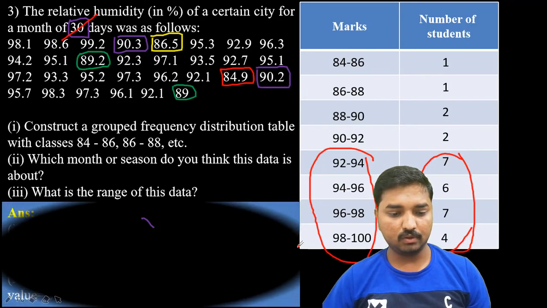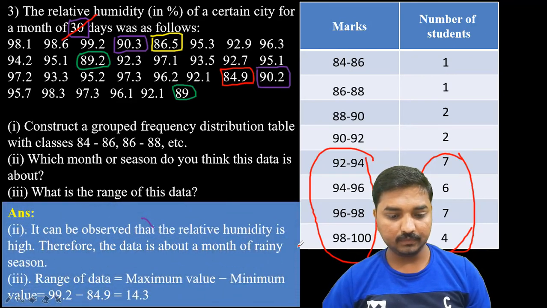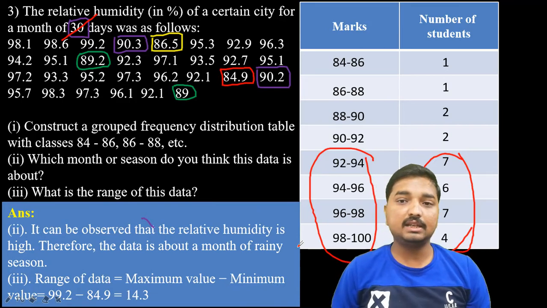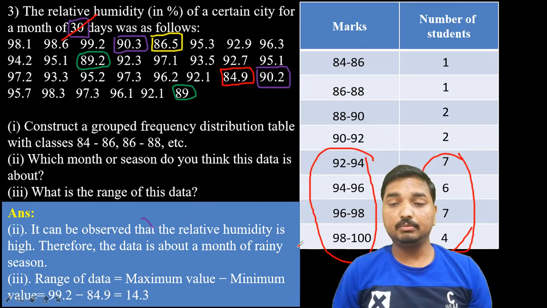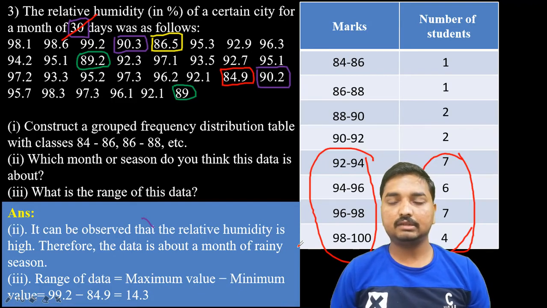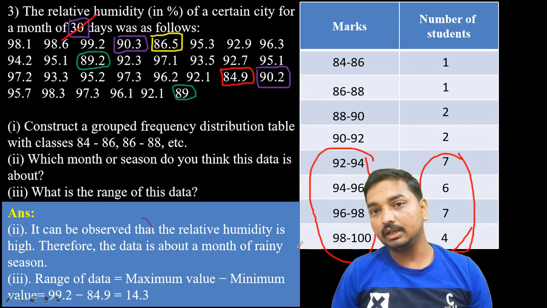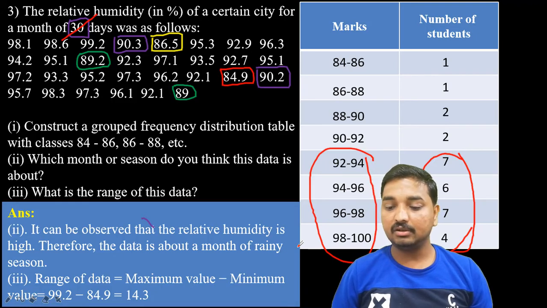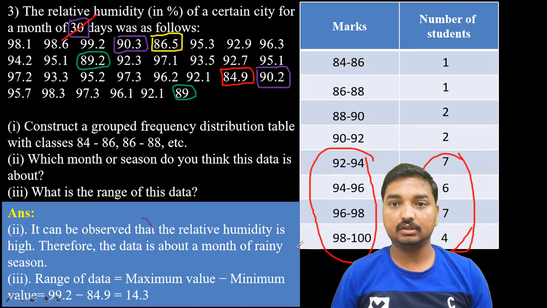Now let us see what I have written actually. Rainy season. Okay, it is better to write rainy season. During the rainy season, humidity is more because of rain. The temperature will decrease and there will be a lot of humidity. So that's why this is the rainy season, because among the 30 days, in 24 days we are observing humidity which is greater than 90.